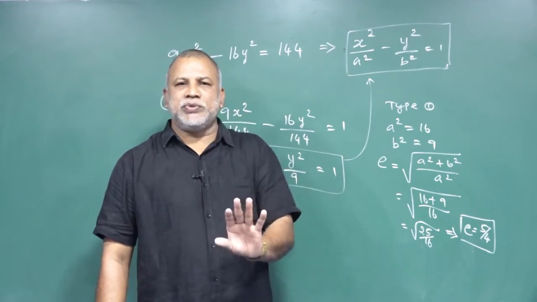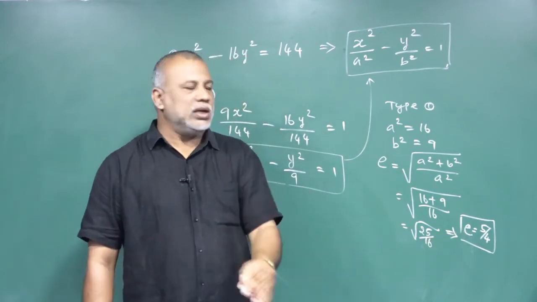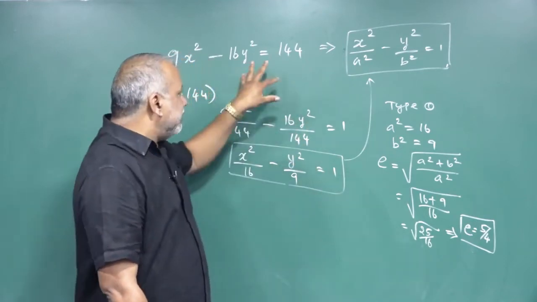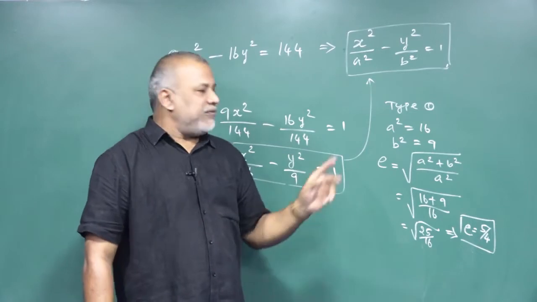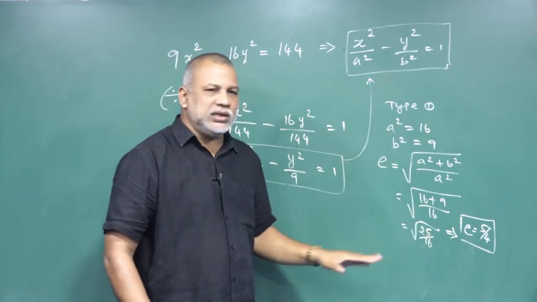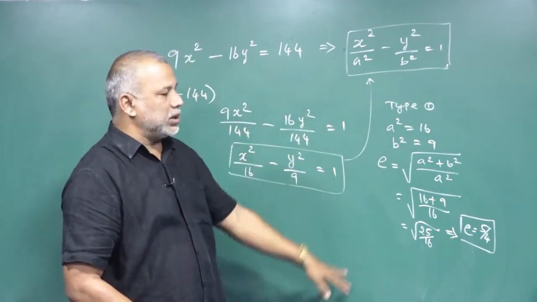You have to verify the first concept: e must be greater than 1 for a hyperbola. And you have to justify which type the given equation belongs to. We need a squared, b squared and e. These are the first things needed from the given equation, so we are able to work it out.